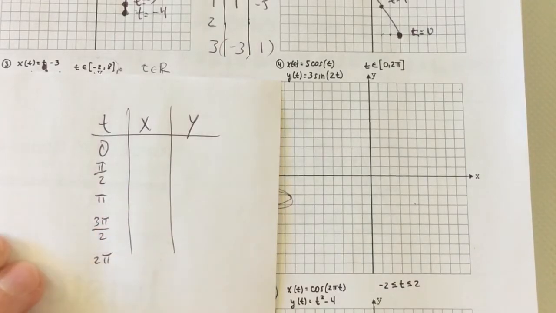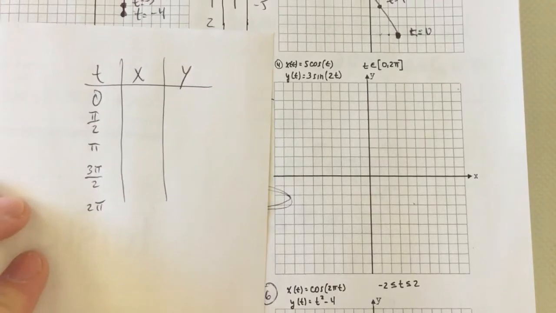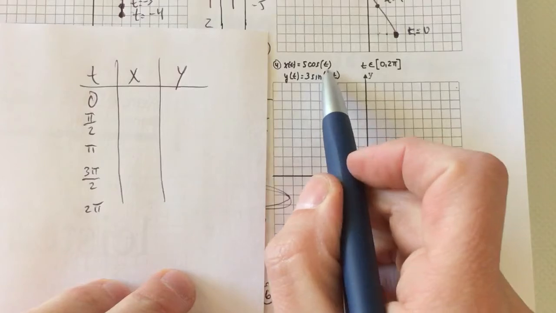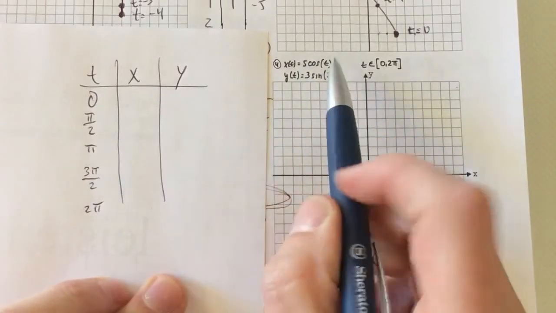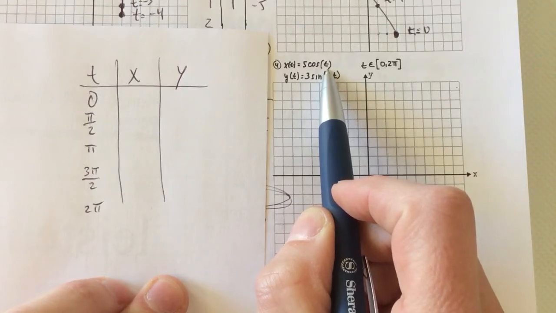Once we go by pi over 2s from 0 to 2 pi. Is that enough to give us a graph? Yes. Okay, let's try it. 5 cosine of t. If t is 0, what's the cosine of 0? 1.